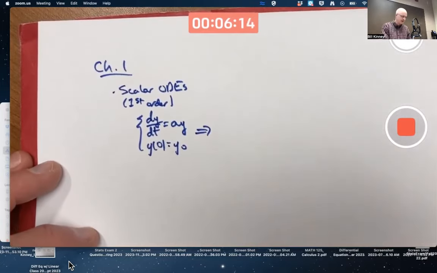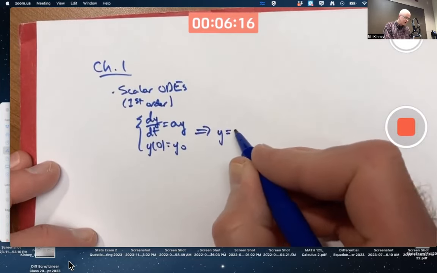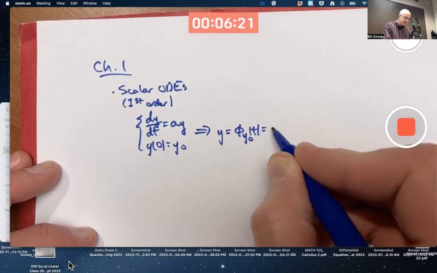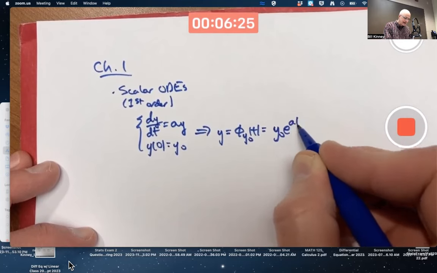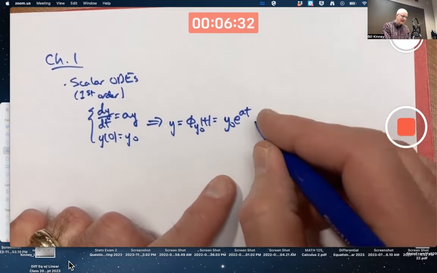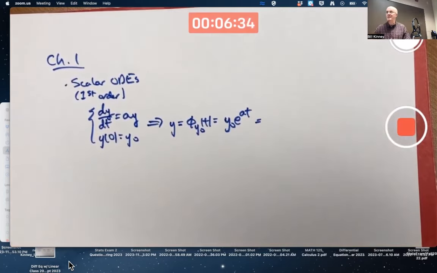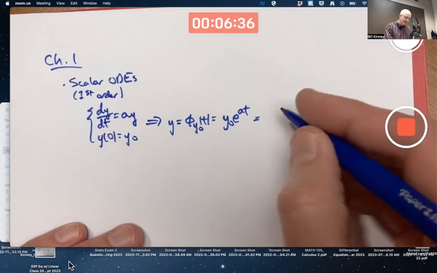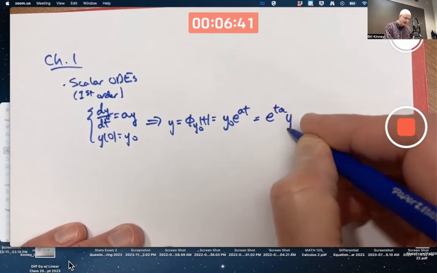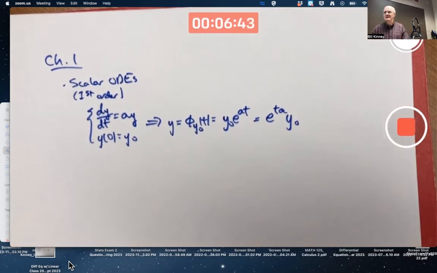having unique solution, y equals, okay, we can use the phi notation, phi sub y naught of t equals y naught e to the at. That would be the more typical way to write it as a scalar function. Although if we were trying to make the analogy with the vector form and the beautiful generalization, we'd put the e to the at first, and in fact, we'd even put the t in front of the a and put the y naught second.